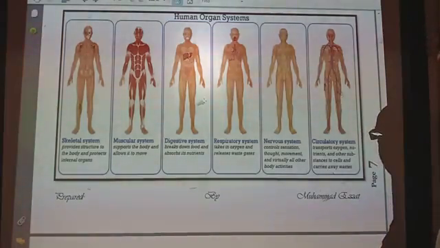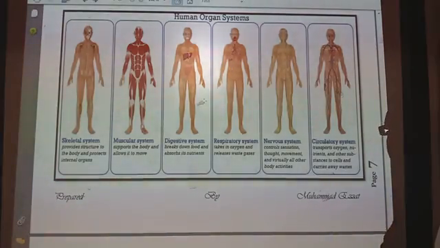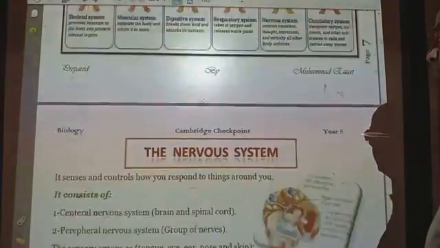The nervous system controls sensation, thought, movement, and different activities. The last one, the circulatory system, is responsible for transporting or carrying oxygen, digested food and water to all body cells, and then removing waste outside the body.